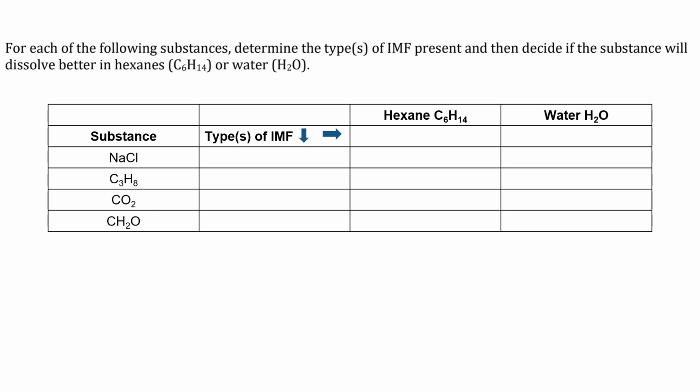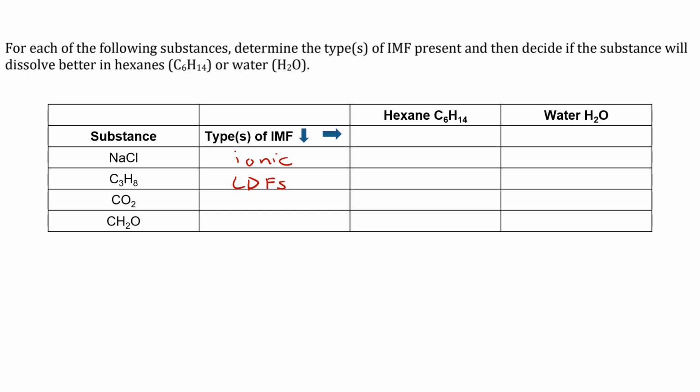For each of the following substances, determine the type of IMF present first, and then decide if they will dissolve better in hexane or water. The formula for hexane is C6H14 and water is H2O. First, you've got to figure out what type of IMFs are present in each for you to decide. So for example, sodium chloride, NaCl, is ionic. C3H8 is a hydrocarbon, so it's all LDFs.